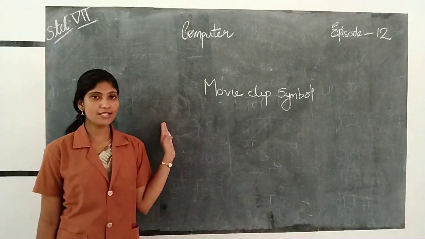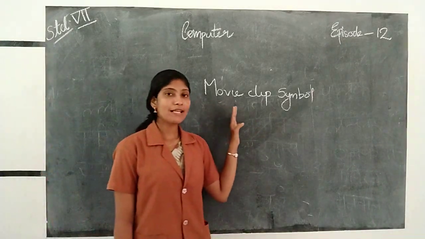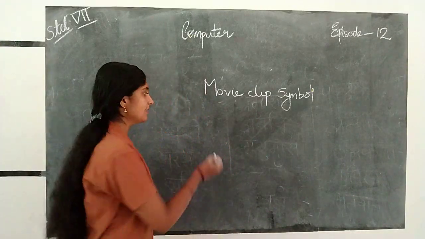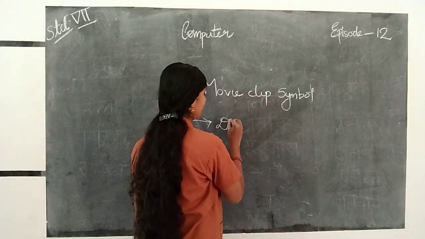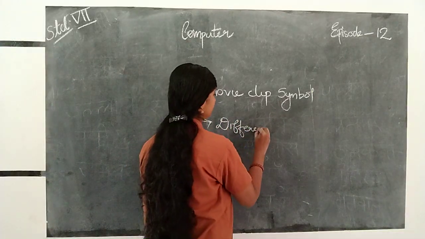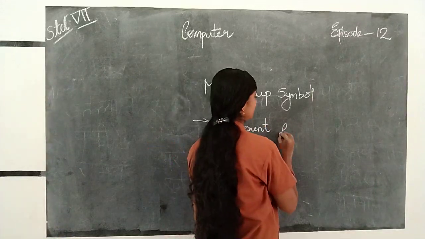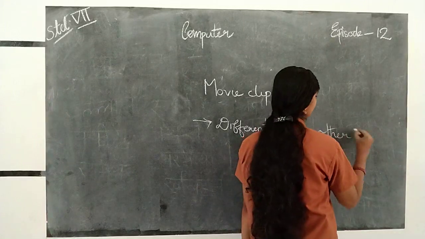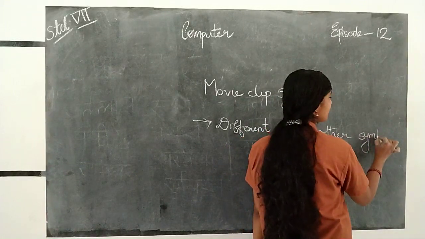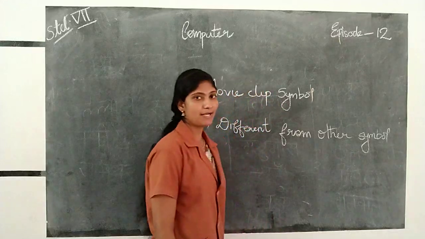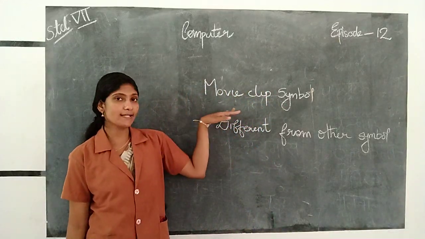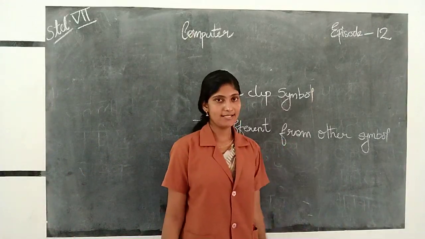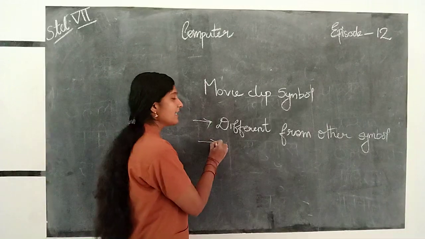So here the movie clip symbol is always different from all other symbols. Other symbols means the graphic symbol and the button symbol. The movie clip symbol is different from the graphic symbol and button symbol. How is it different? Let's see.